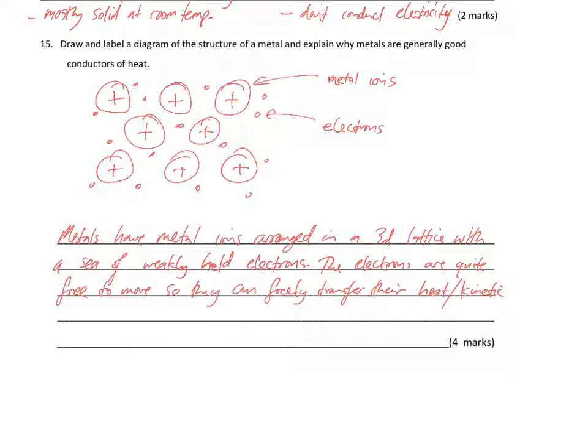So free to move, so they can freely transfer their heat kinetic energy from one to another, therefore conduct heat well. Okay, so there's your explanation for the diagram structure of a metal and why they conduct heat well. There's a similar arrangement for conducting electricity. Electricity is just the flow of electrons, okay? And because these electrons in a metal are not strongly held, they're free to flow, so they're free to conduct electricity.